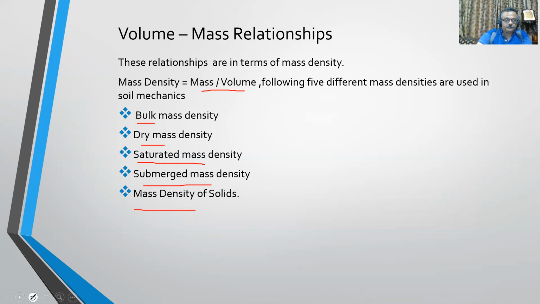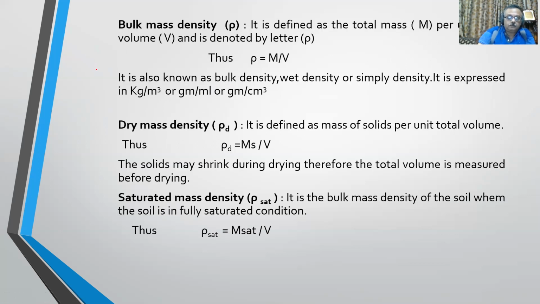So students, now, what is the definition of mass density or bulk mass density? It is denoted by total mass per unit total volume. So, students, total mass and total volume you have to calculate in the same way as I had explained to you earlier.